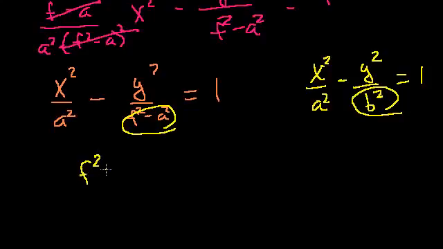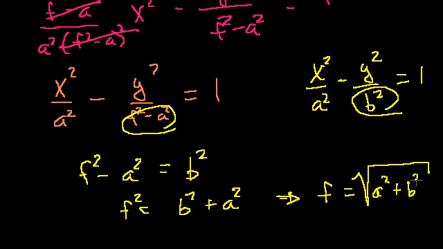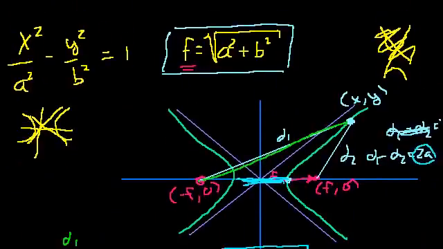So f squared minus a squared, or the focal length squared minus a squared, is equal to b squared. You add a squared to both sides, and you get f squared is equal to b squared plus a squared, or a squared plus b squared, which tells us that the focal length is equal to the square root of a squared plus b squared. And that's what we set out to figure out in the beginning. So hopefully you're now satisfied that the focal length of a hyperbola is the sum of these two denominators.